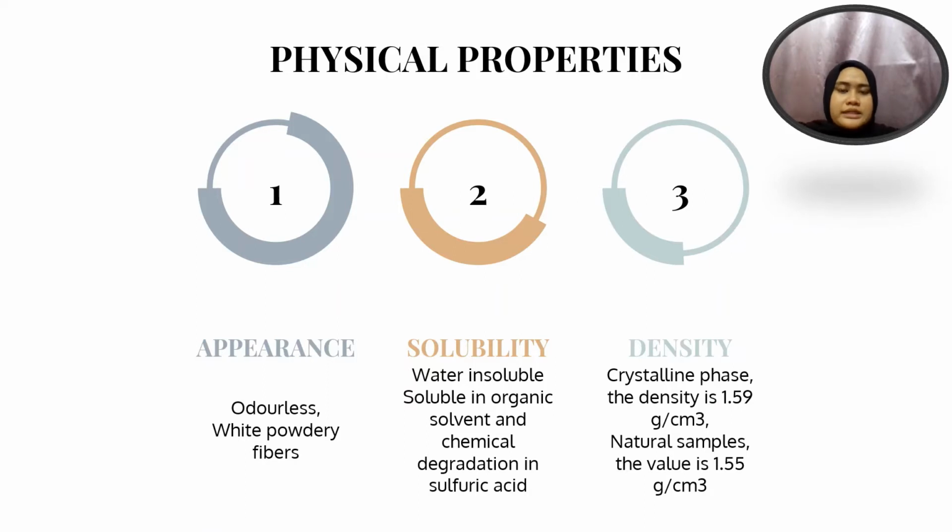Meanwhile, for the density of cellulose, for the crystalline phase, the density is 1.59 gram per cm cube. Meanwhile, for natural samples of cellulose, the value is 1.55 gram per cm cube. This corresponds to 70% of the crystalline phase in the natural samples.